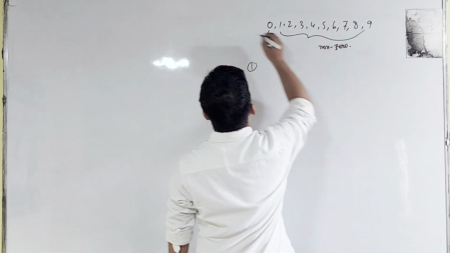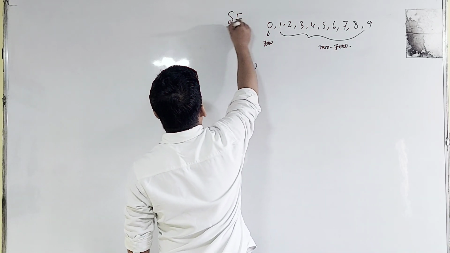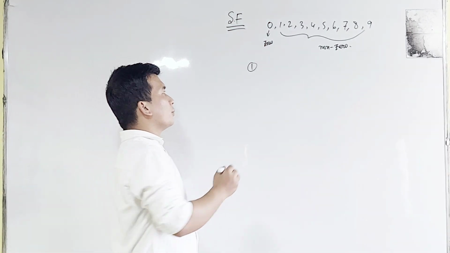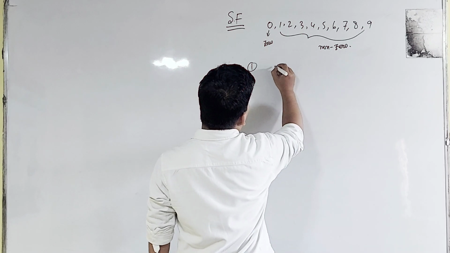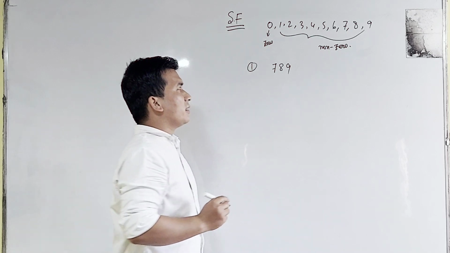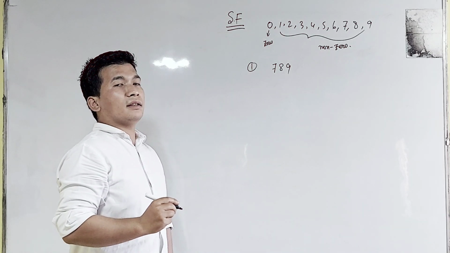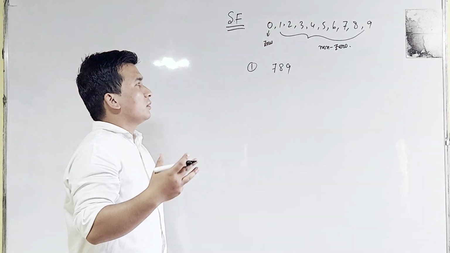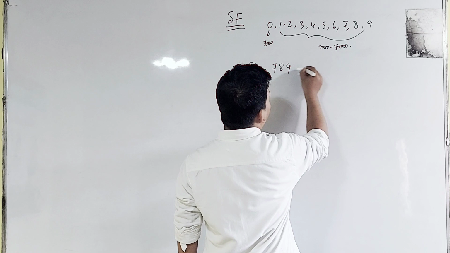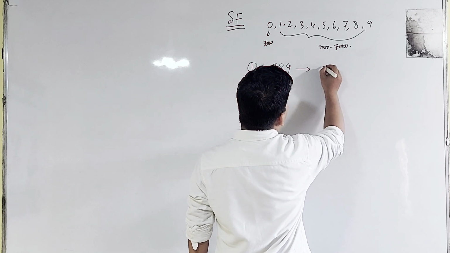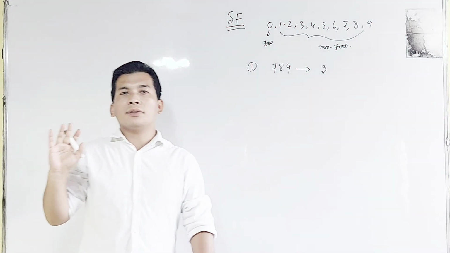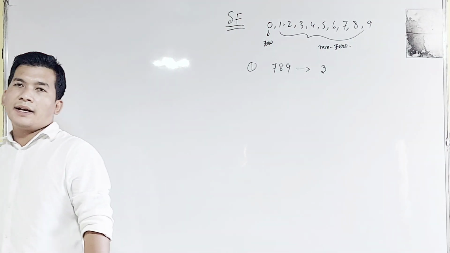Let me write significant figure as SF. SF means significant figure. We have randomly taken the digits 7, 8, 9. How many digits are there? There are three non-zero digits. So the total significant figures will be equal to 3. Is that understood or not? So all the non-zero numbers will be considered as significant figures.